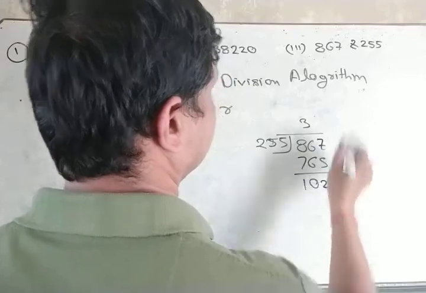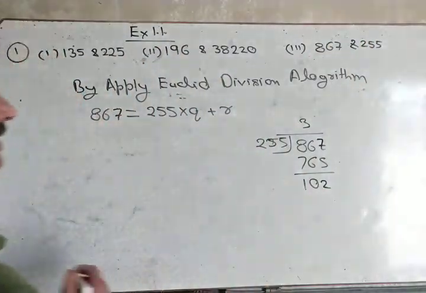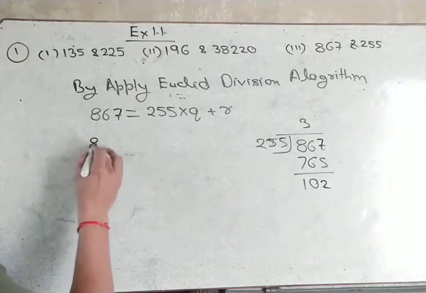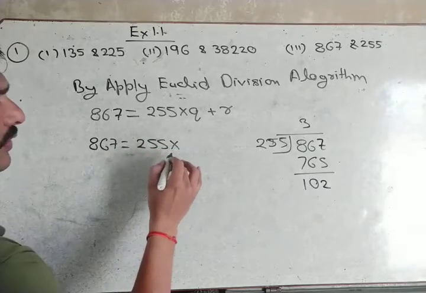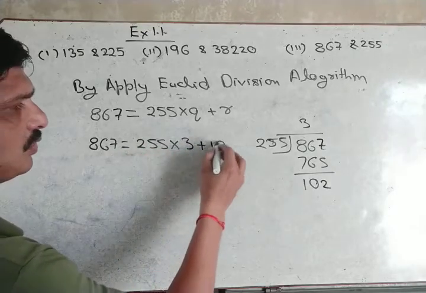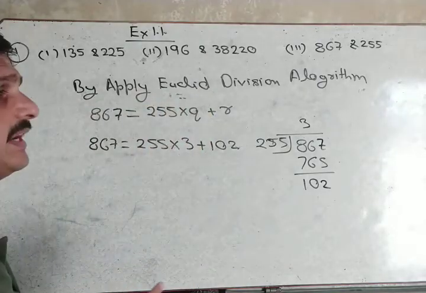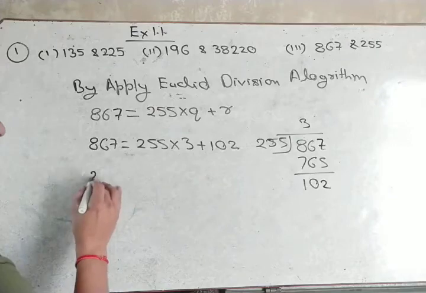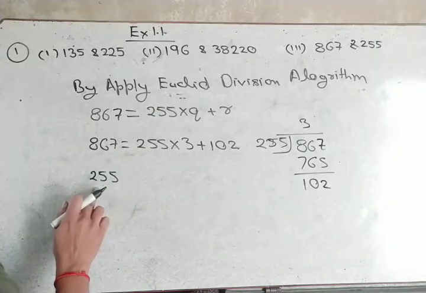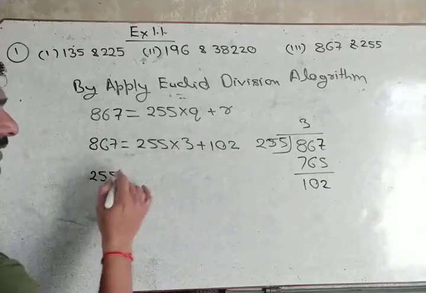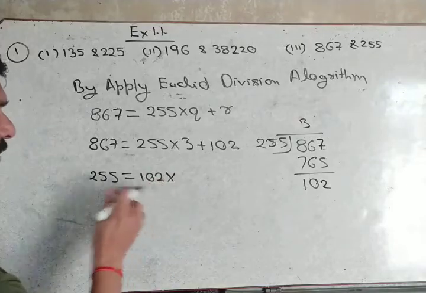I have written this is 7. Okay, so we can write this on putting values: 867 is equal to 255 into 3 plus 102. Since we have written by applying Euclid division lemma, we don't need to write again and again. This divisor will become dividend and this remainder will become divisor. How many times? You can see 2 times.